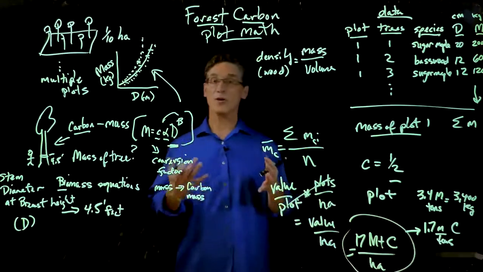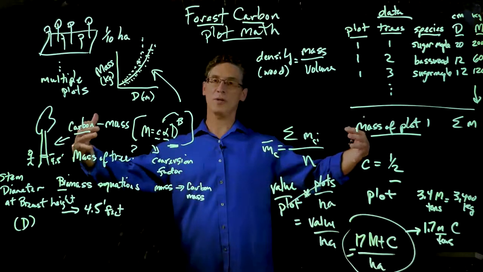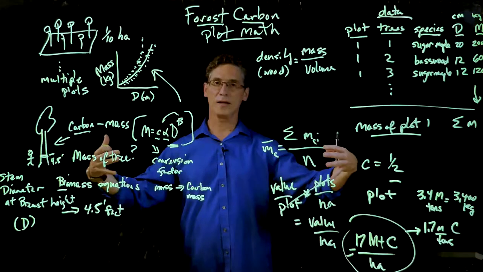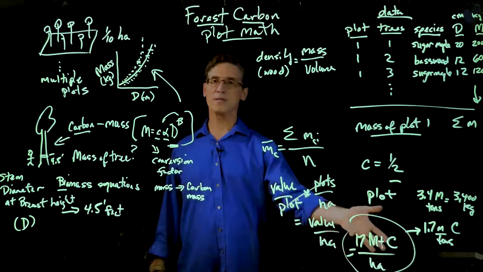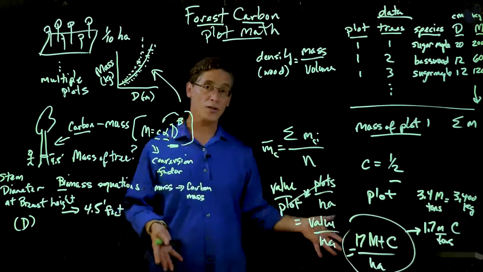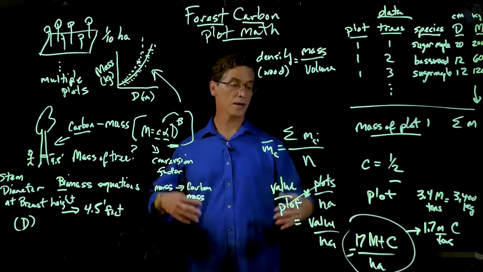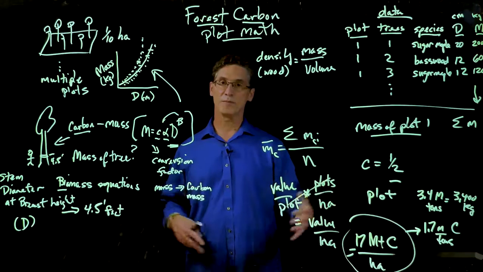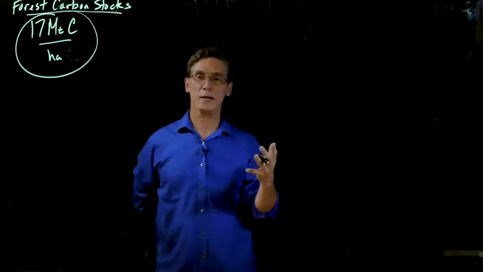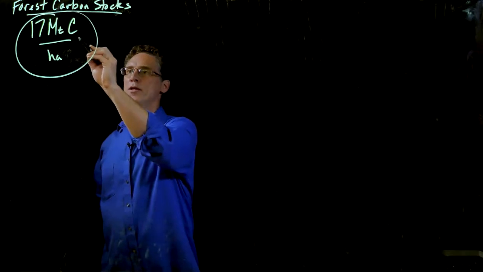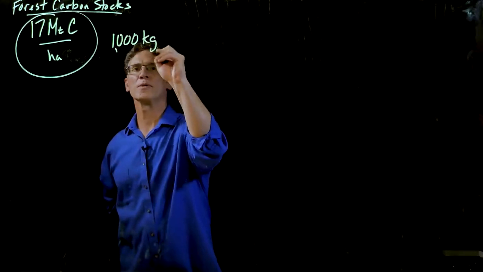Now, in a lot of forest carbon accounting, this is the number that we would stop with. Now, if we wanted to know the total amount of carbon that was absorbed and is currently standing in that forest, which we call forest carbon stocks, that number would be this times the number of hectares. So if it was a 100 hectare forest and there were 17 metric tons of carbon per hectare, then that would result in 1,700 metric tons of carbon. So as I was saying, the forest carbon stocks that we estimated from the plots were 17 metric tons of carbon per hectare. Remember, a metric ton is 1,000 kilograms.